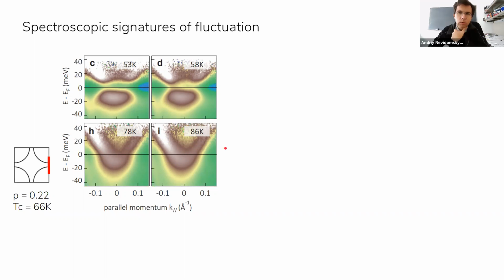Sorry, could I ask a question of clarification? This is Andrei Nevedomsky. Sure. You mentioned the flat band near the M point, and so could you point it out in these cuts? Where is the flat band that you're referring to?